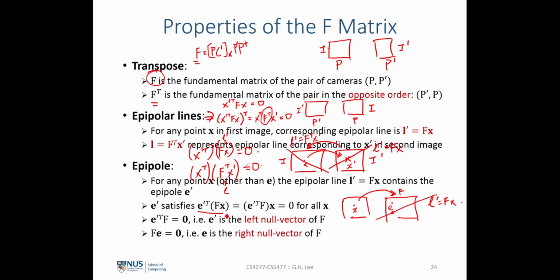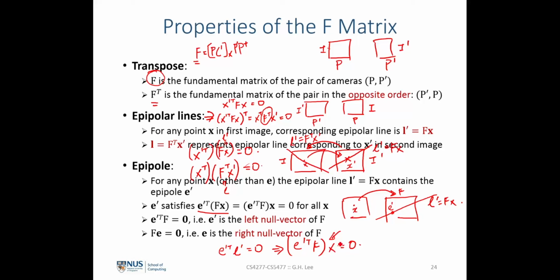We can also rewrite this particular equation. So this is the incidence relation, which is E prime transpose of L prime. This simply means that the dot product of the epipole in the second view and the epipolar line in the second view must always be equal to 0. It can be rewritten into E prime transpose multiplied by F and X, since we know F multiplied by X equals the epipolar line in the second view, and this must also be equal to 0. And we know that X here is not going to be 0 for it to be a valid image point.